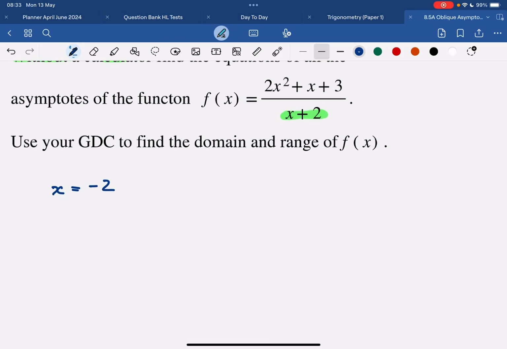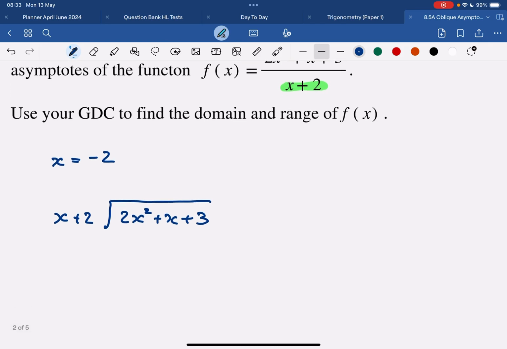So 2x squared plus x plus 3 divided by x plus 2. Now you've all done long division before, so we'll actually just do long division as a bit of practice on this one. And there are other ways of dividing this out, but we'll do a bit of practice with long division.